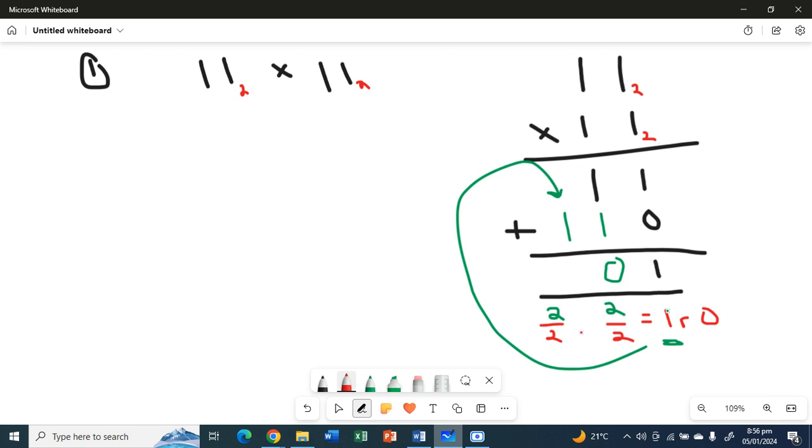So 2 divided by 2, that is 1, remainder 0. So we put the remainder here, 0, and then the 1 which we've carried, we just put it here. So this is our answer, 1001 base 2.